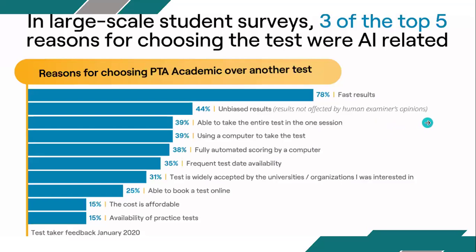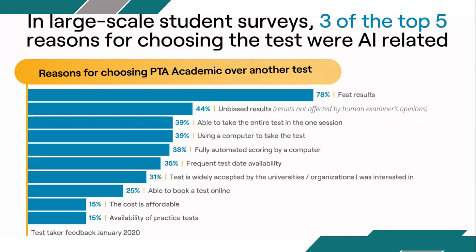So why do we choose PTE Academic over other tests, or overall PTE over other exams? There are different reasons. The first thing is that we get fast results, mostly within 1 hour, and it can take 5 days as well, maximum, or minimum 1 hour to 5 days.